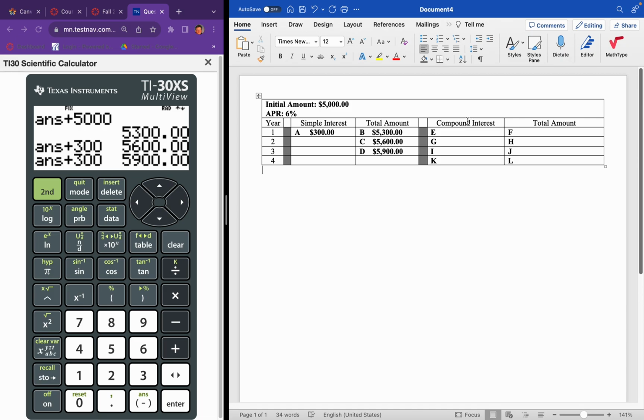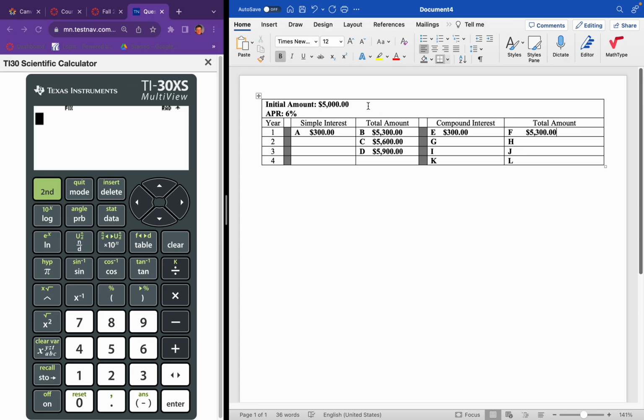When we move to compound interest, it begins exactly the same. When we start with compound interest, again, we're going to take 5,000 times 6%. And when we do that, again, just like we did the first time, we're going to get $300. And then when we add 5,000 to $300, we're going to get $5,300. So the very first year, it doesn't matter if it's compound or simple interest. The same thing's going to happen because the very first year, it's $5,000 times 6%. But then the next year is when it's different.